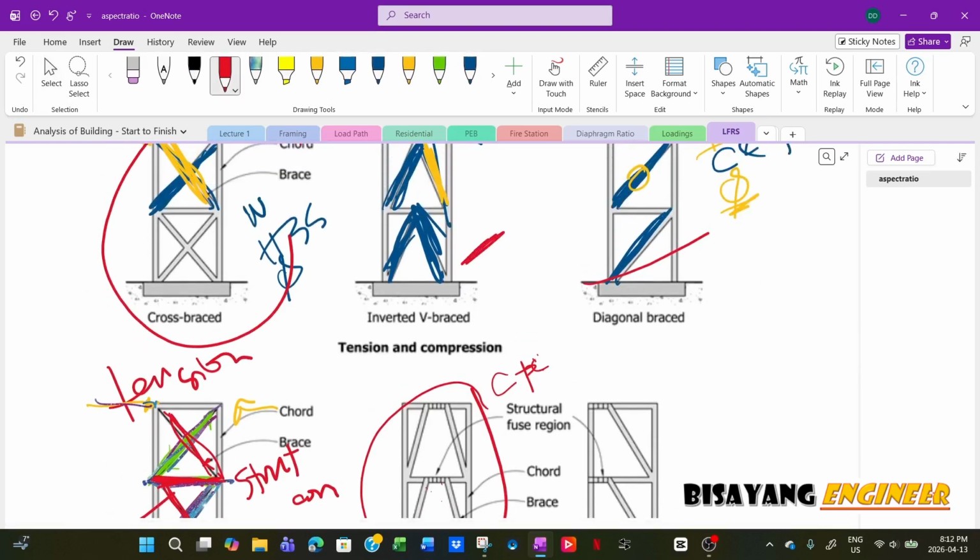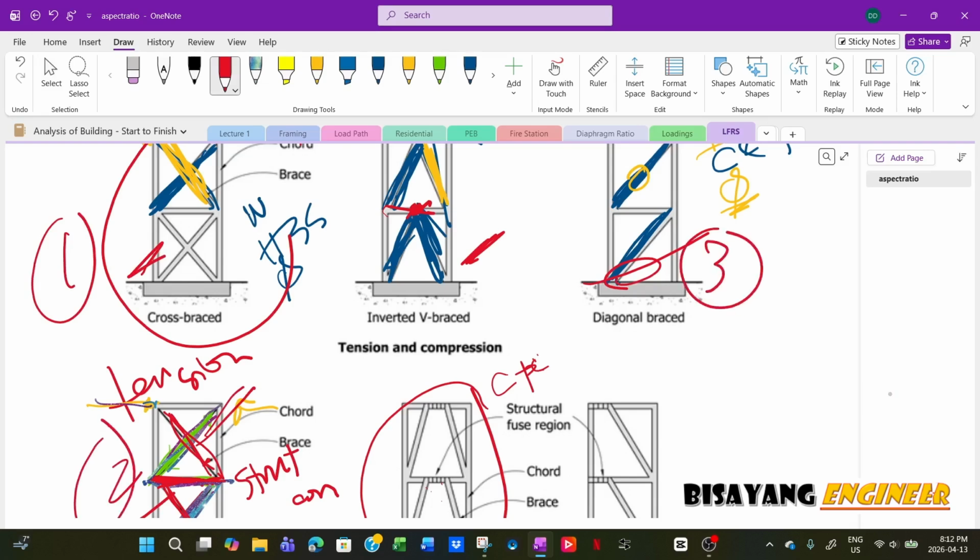This one here is not so common because what happens on this one is you will have really big force at that junction there. I mean, it can be designed, but I've never specified this kind of bracing before. This one I did most of this one and this one. So in my practice, I only use these three types of bracing.